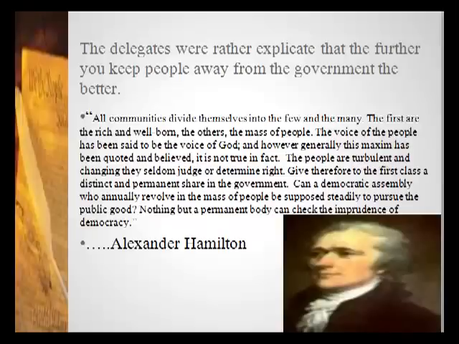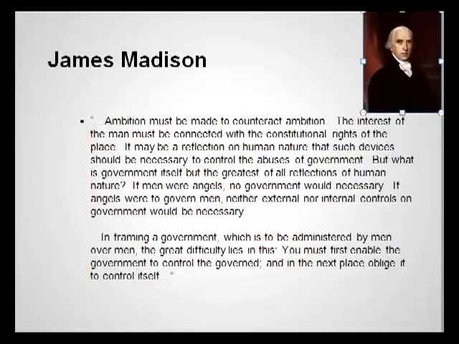In one of the greatest statements ever written on the nature of government and the need for constraints on government power, James Madison eloquently expressed the basic philosophy that guided the formation and the drafting of the Constitution. So, quote, ambition must be made to counteract ambition. The interest of the man must be connected with the constitutional rights of the place. It may be a reflection on human nature that such devices should be necessary to control the abuses of government. But what is government itself but the greatest of all reflections on human nature?